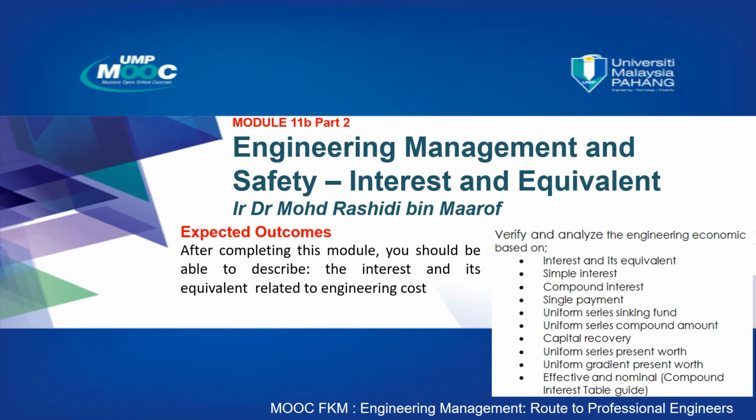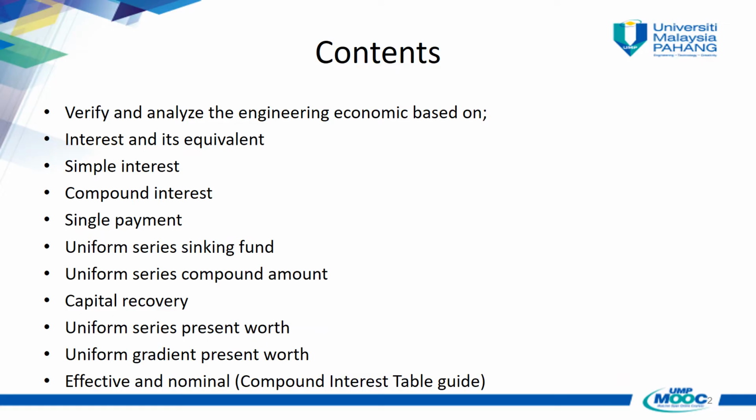Today we will discuss interest rate equivalence, part B, based on module 11. This is the overall context that we will discuss. We start with verifying and analyzing engineering economics based on interest rate equivalence: simple interest, compound, single payment, uniform series, either sinking fund or compound amount, capital recovery, uniform series or uniform gradients, and after that we will discuss how to use the table guide to calculate the compound interest.